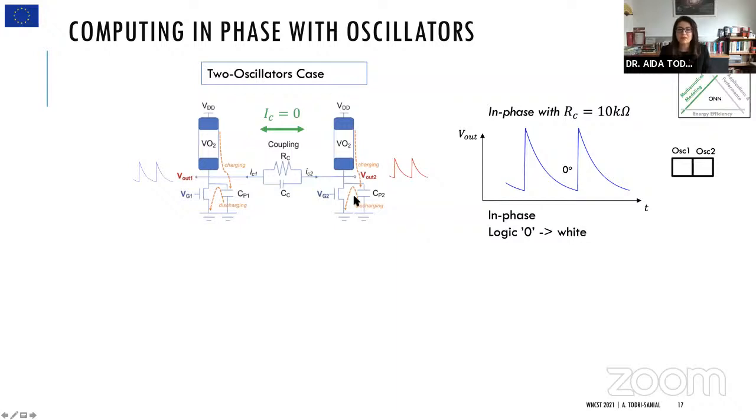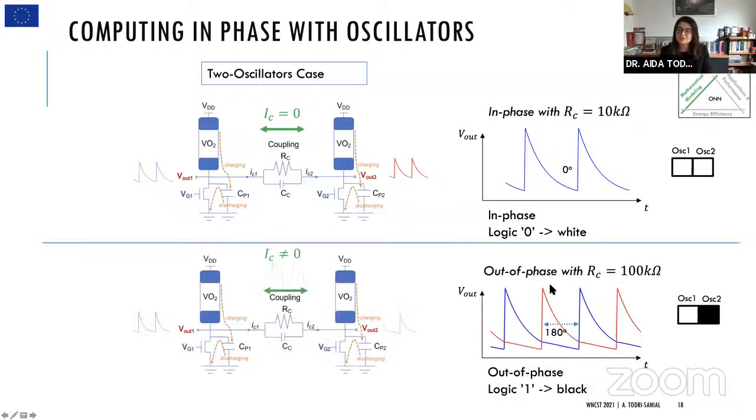If we change the coupling resistance, so if we have a coupling resistance of 100K, so a much weaker coupling between oscillators, that would make these oscillators have a phase difference of 180 degrees. And they would be out of phase, or a logical one. So you can think of it as a white and a black. So this is the notion of how we can take these VO2 devices, which we are developing in the clean room in the project, and take these compact models that we are also developing in order to be able to perform circuit and then architecture level implementation.